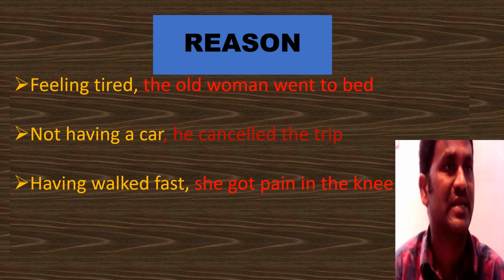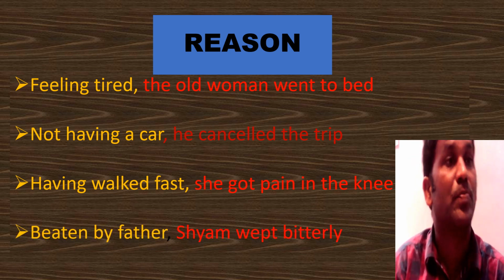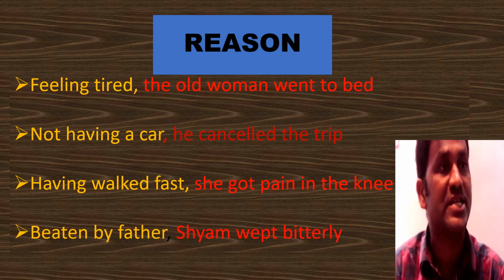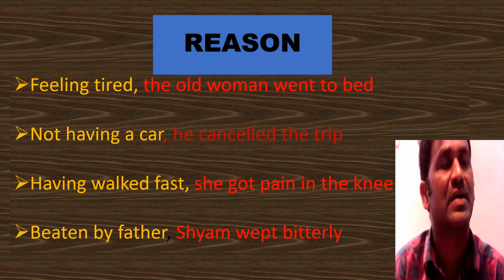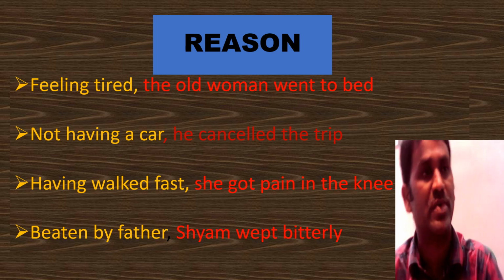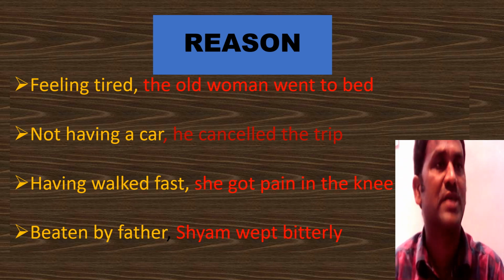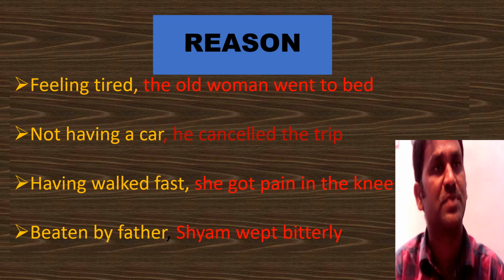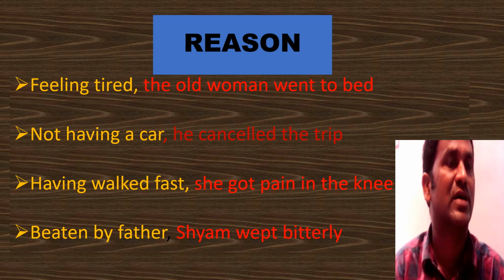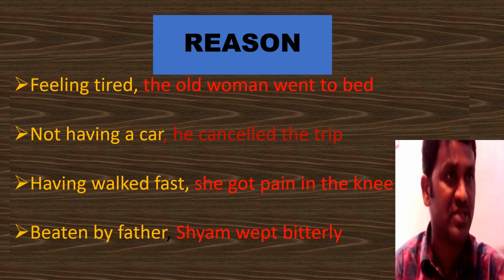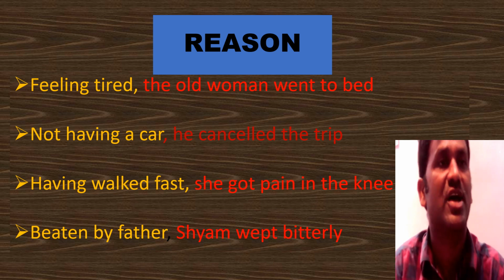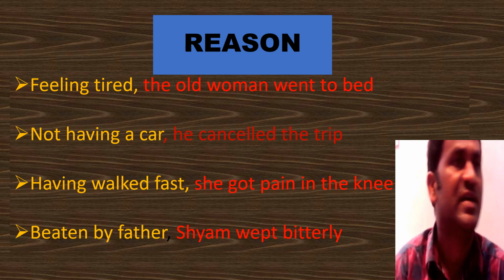మోకాల్లో నొప్పి వచ్చింది తనకి. Fourth one, beaten by father. Beaten is the verb third form. Beat, bet, beaten, verb third form. Beaten by father, father just kottabadi, so verb third form. So verb third form is a past participle. So past participle is introducing a reason. ఇది కూడా father చేత కొట్టబడడం చేత, ఆ కారణం చేత శ్యామ్ wept bitterly, విపరీతంగా ఏడ్చాడు అనమాట.